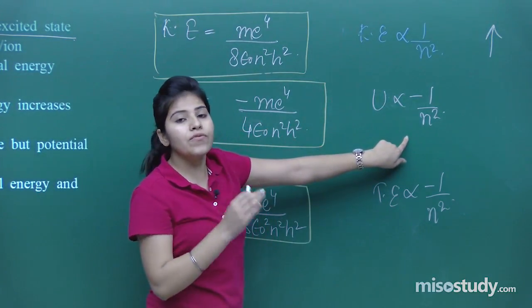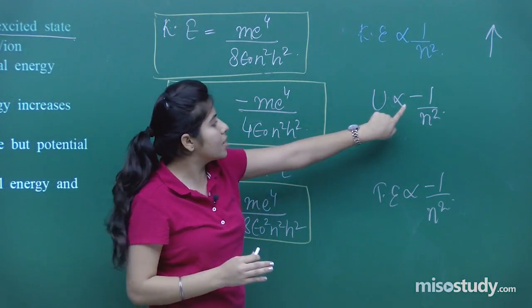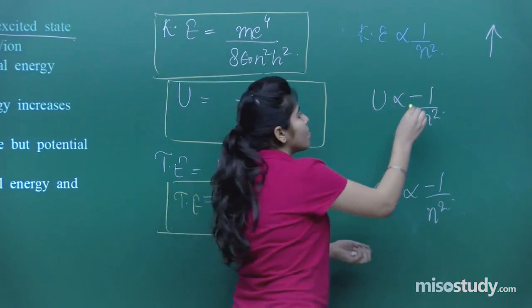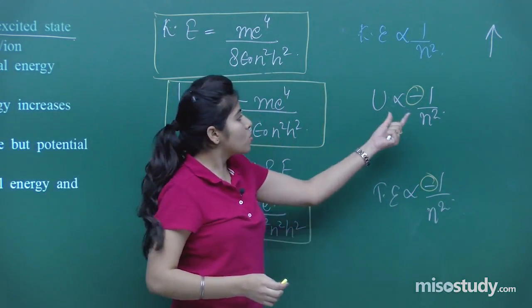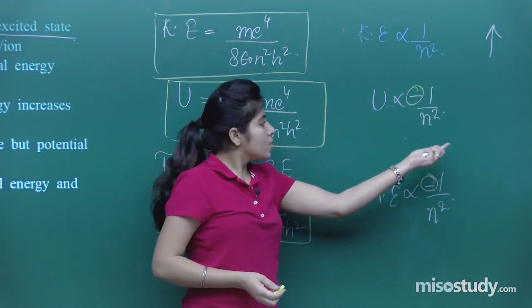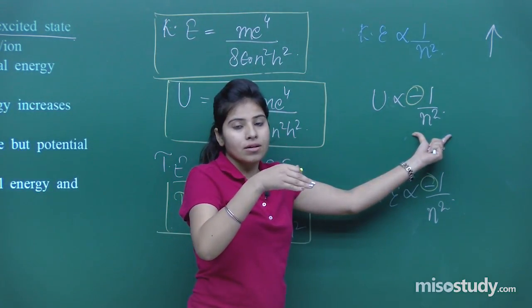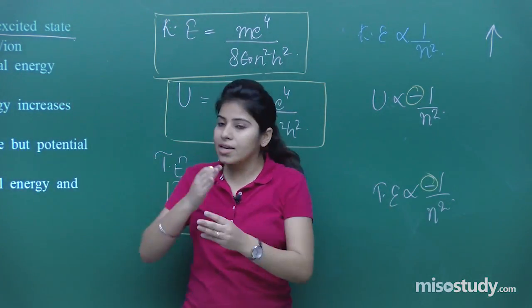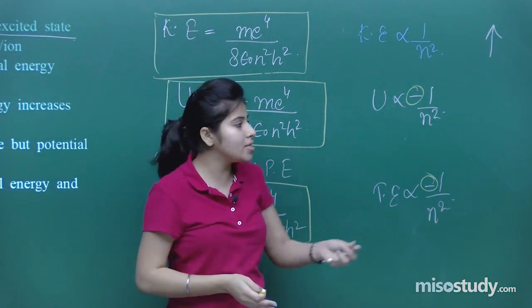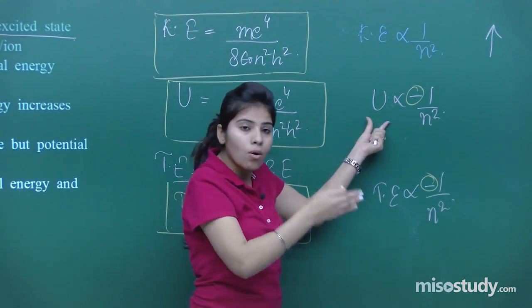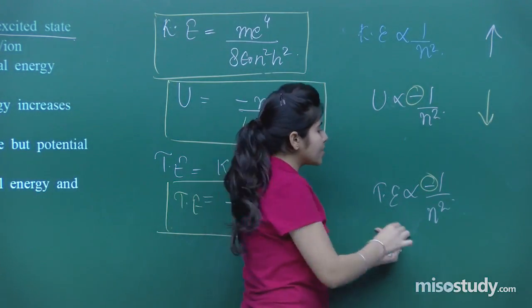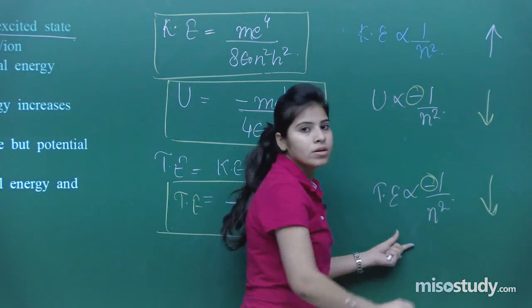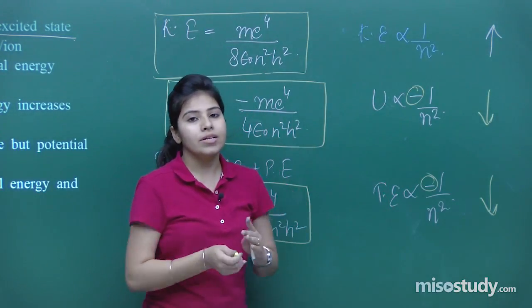Here, you can see one minus sign is there and similarly one minus sign is there. So if n is decreasing, excited to ground, then the potential energy should also be decreasing. Similarly here, again your total energy will be decreasing.